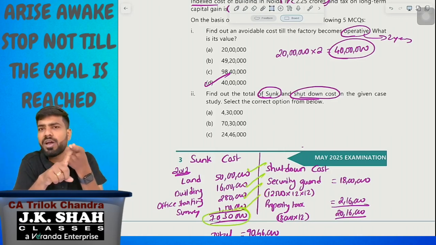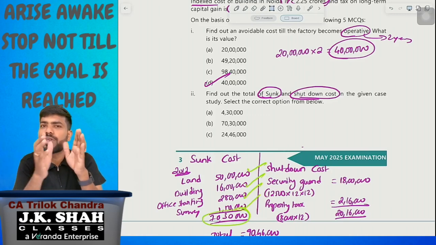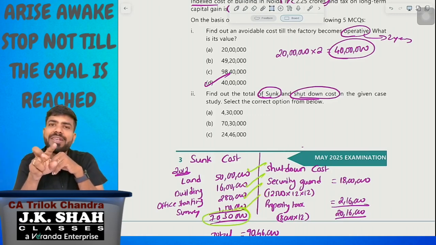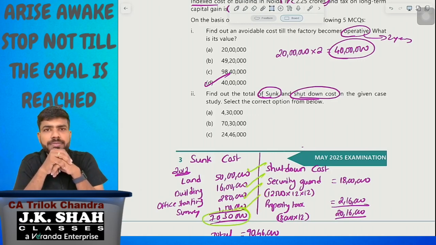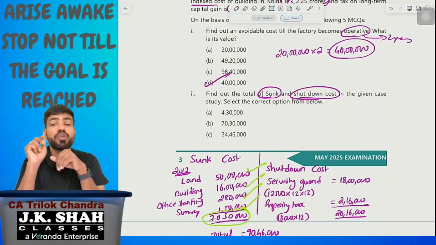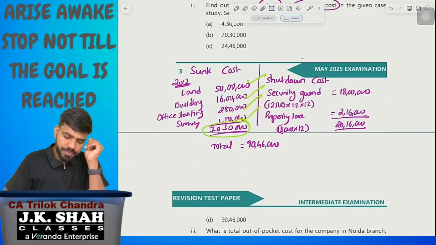12,500 rupees to the security guard. For how many months? I mean, it is per month, so into 12 months you get per annum, into how many years? 12 years. Next, property tax, 18,000 rupees. Understand that 18,000 rupees is per annum, into 12 years. Look at this.